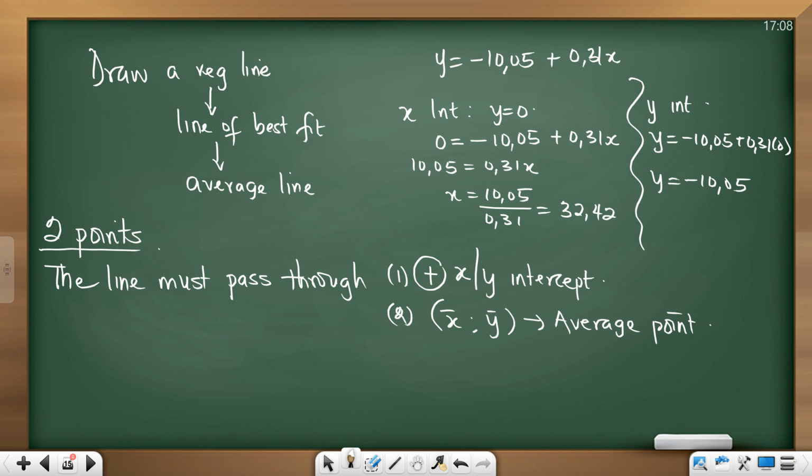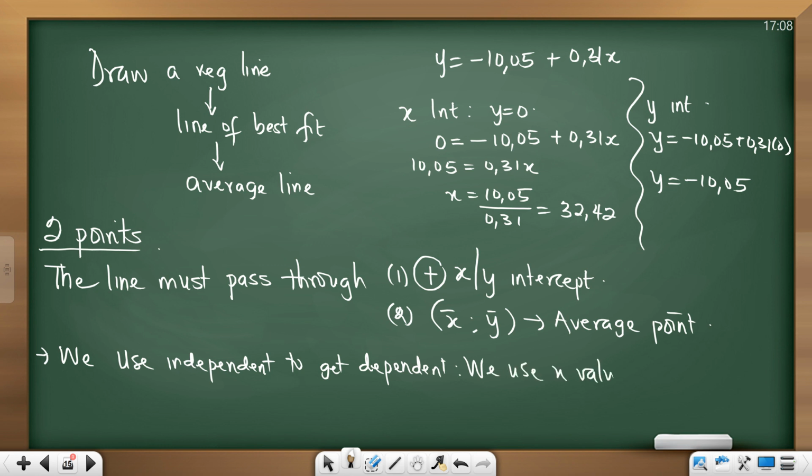Finally on this, and I'm moving here, we use independent to get what? Dependent. What do I mean? We use x values to get what? Y. And not the other way round.